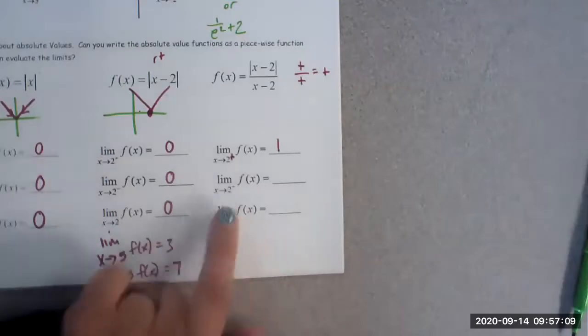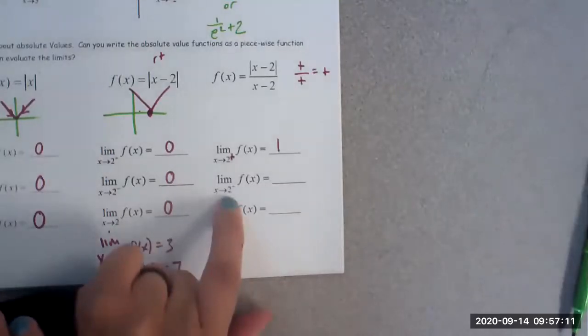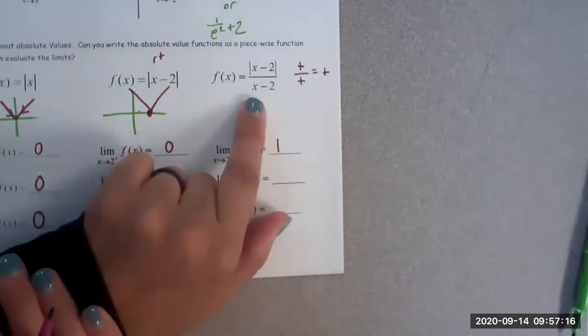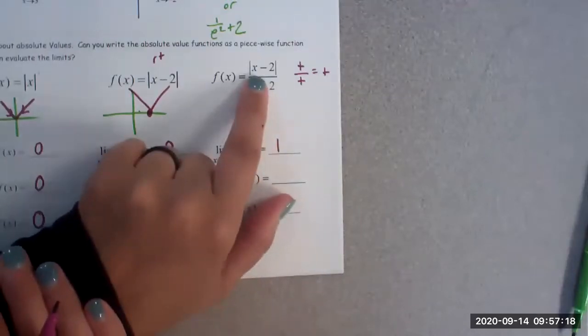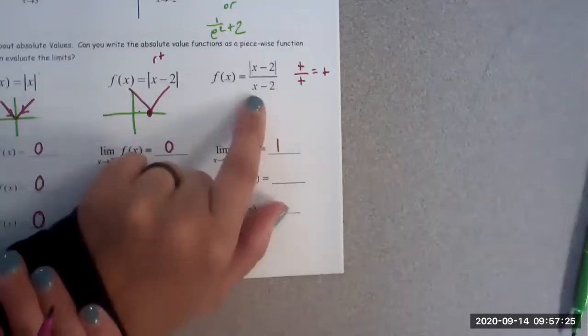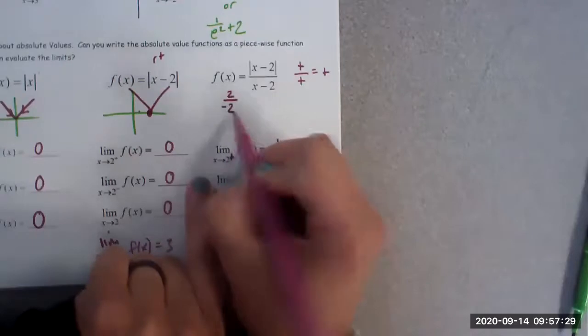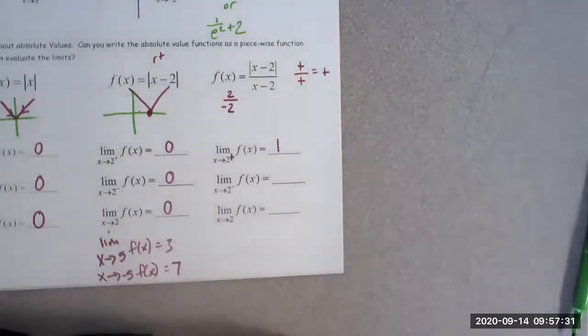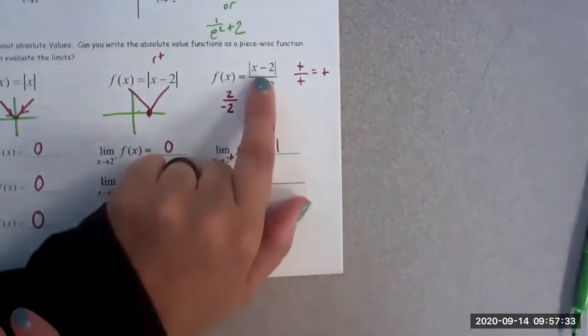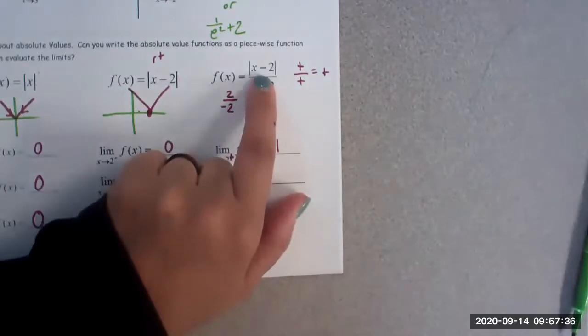But now let's think about plugging in a number smaller than 2. What if I plugged in 0? What would I get on the top? If I plug 0 in right here, I would get positive 2, correct? What if I plugged in 0 to the bottom? You see how you would get positive 2 over -2? What if I plugged in -50 to the top? What would I get if I plugged in -50 right here? I would get positive 52.